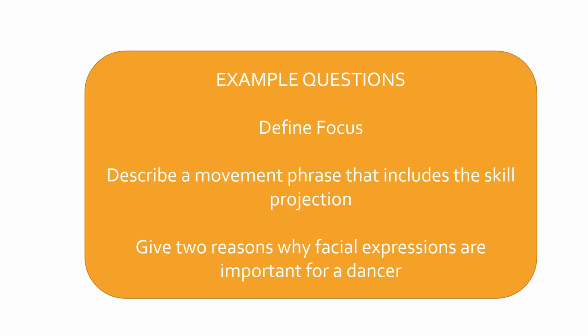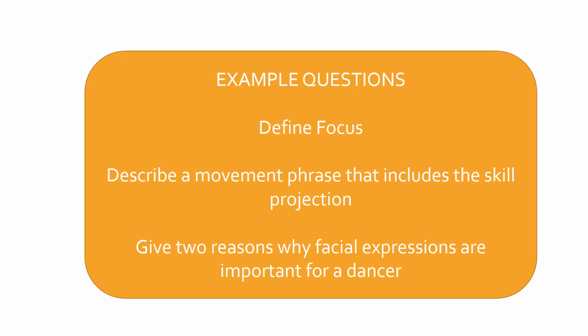Just going to put up some example questions just so we're really clear on what we can be asked. So a really simple one would be to define focus. Okay, that would be a 2-mark question. Just copy out the definition, that would get you the full 2 marks. Second one, describe a movement phrase that includes the skill projection. Okay, so that's the describe it box. So that is simply describing a movement phrase that shows that you understand projection in a movement example. Again, 2 marks. Make sure that's detailed to get the 2 marks.